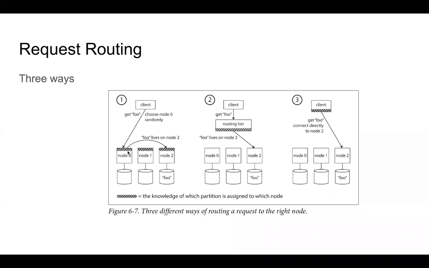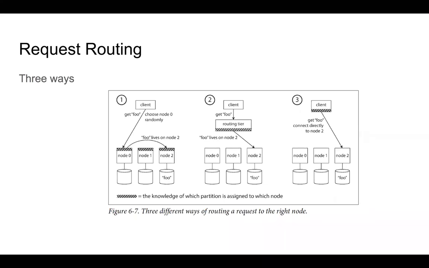Yeah, so basically in the first approach, each node is aware of that partition tracking. So using that knowledge, it reroutes the request. That's the first approach.